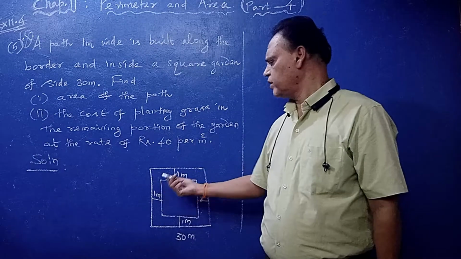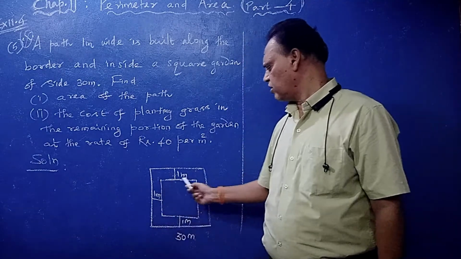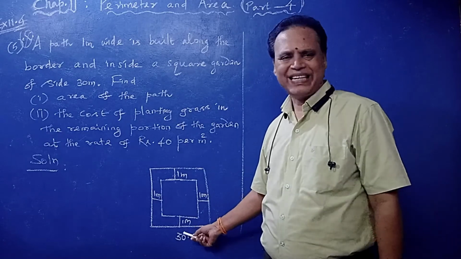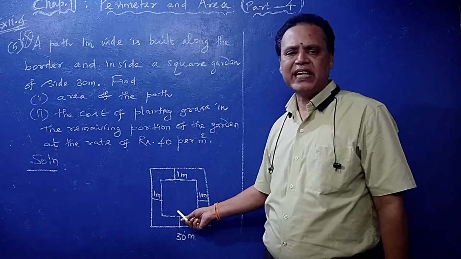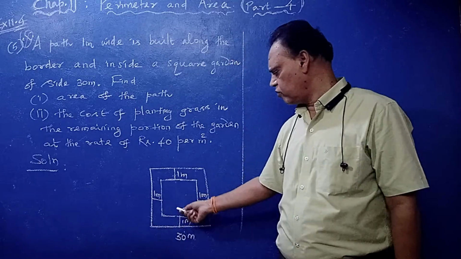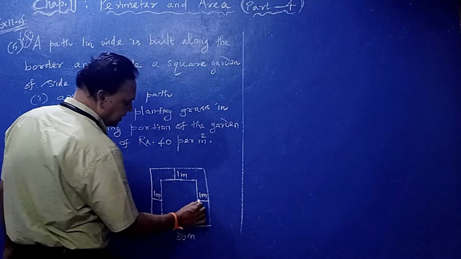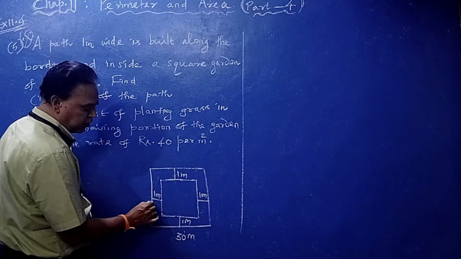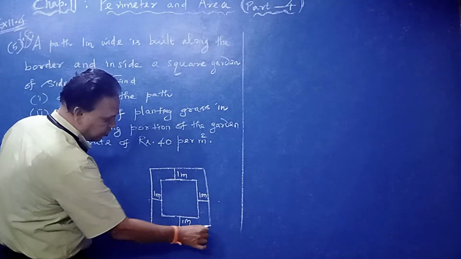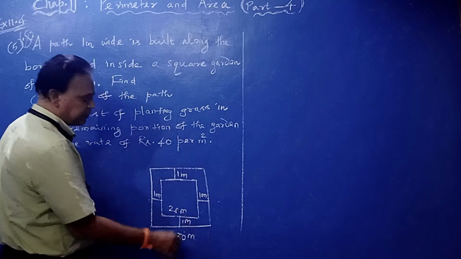The area of this path is, as usual, the area of the bigger square minus the area of the smaller square. Here the bigger square side is given, and the smaller square side we can easily find out. This side 1 meter, this side 1 meter, total 2 meter you subtract from the whole side, which means 28 meter it is.